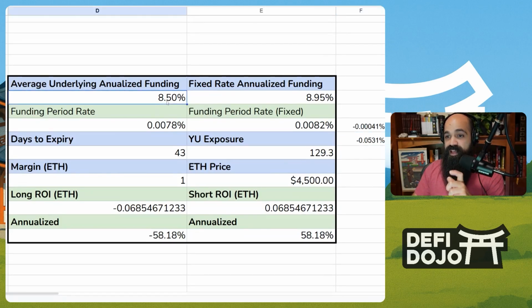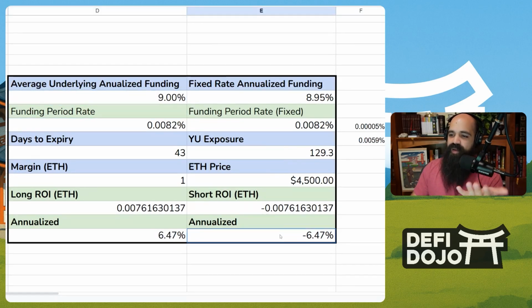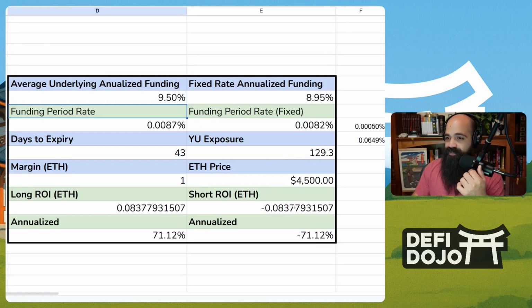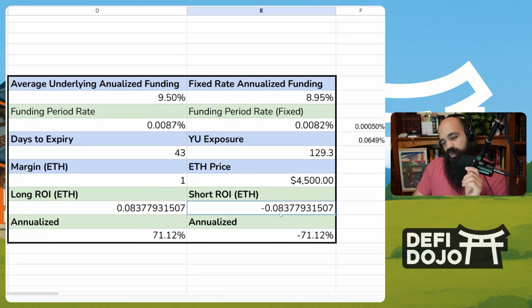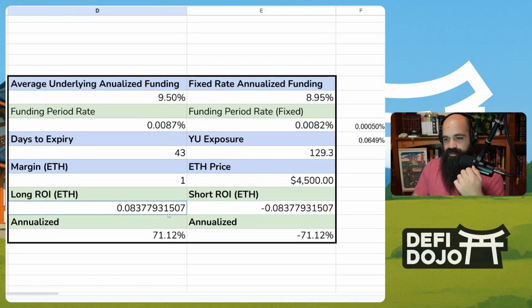So here, if the average is 8.5 and the fixed is 8.95, I think it could be around 8.5. So this is what I was saying: in the worst case scenario, it's not that bad. Even if it was 9%, I'm only getting a negative 6.47% difference, and on my 1 ETH I'm losing 0.007. If it's 0.95, I'm losing 0.08 ETH, which is a pretty substantial amount. It would be a negative 8.3% ROI. I could put these in as percentages if I wanted to.